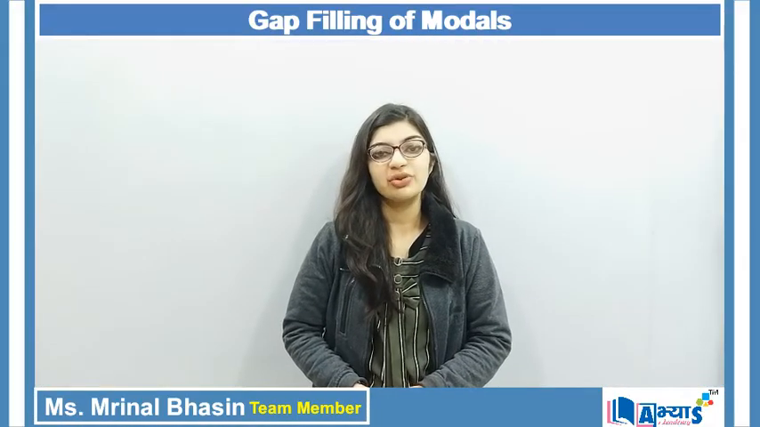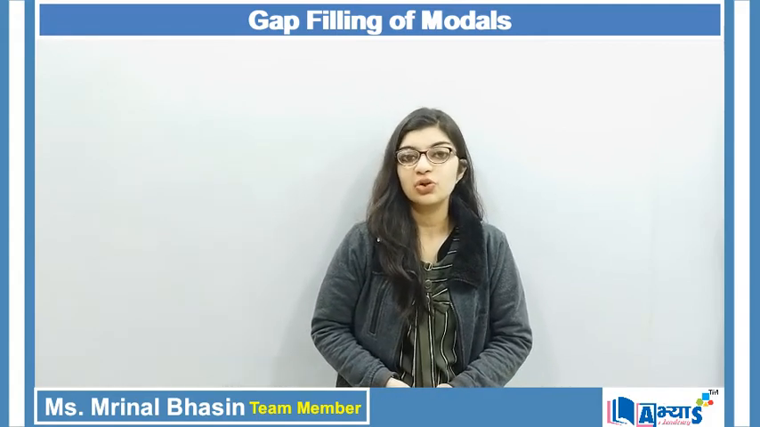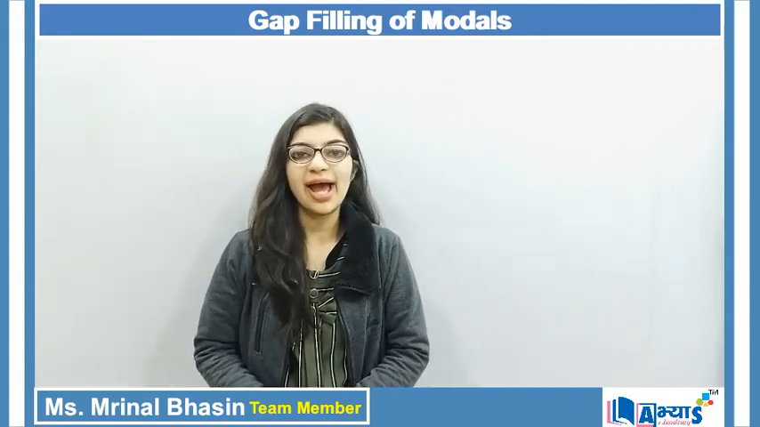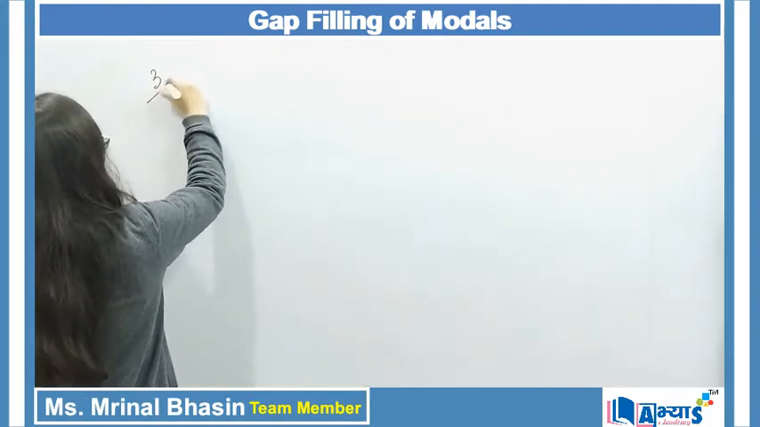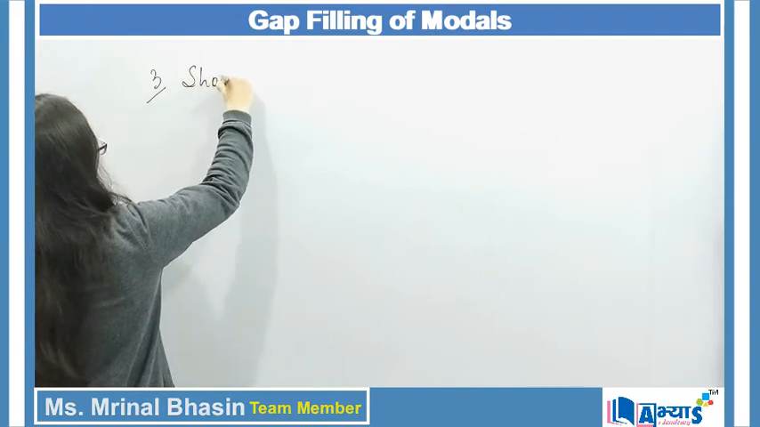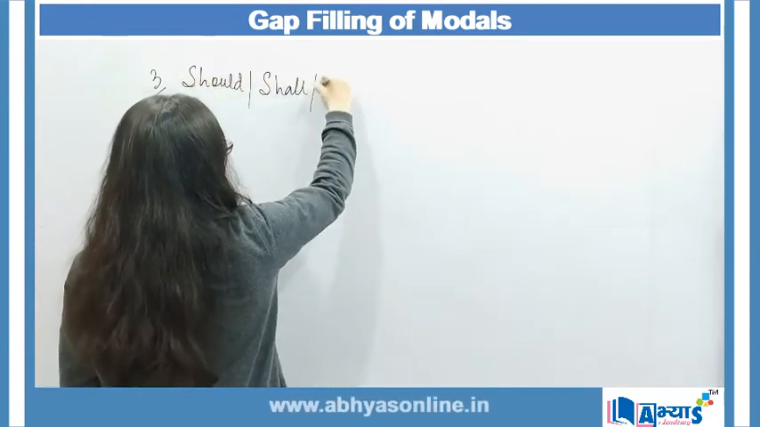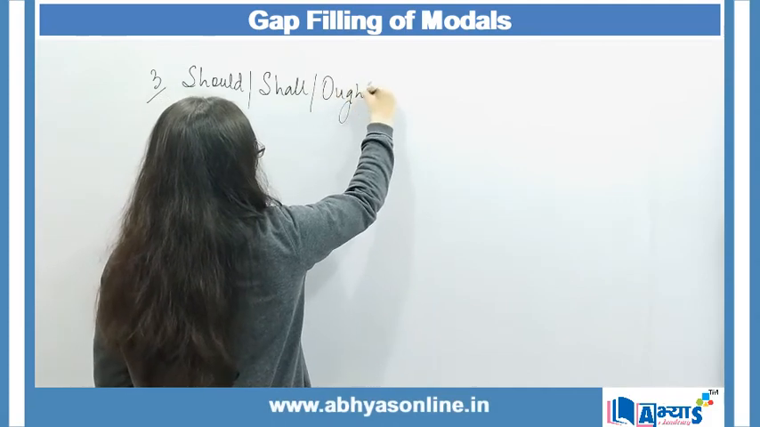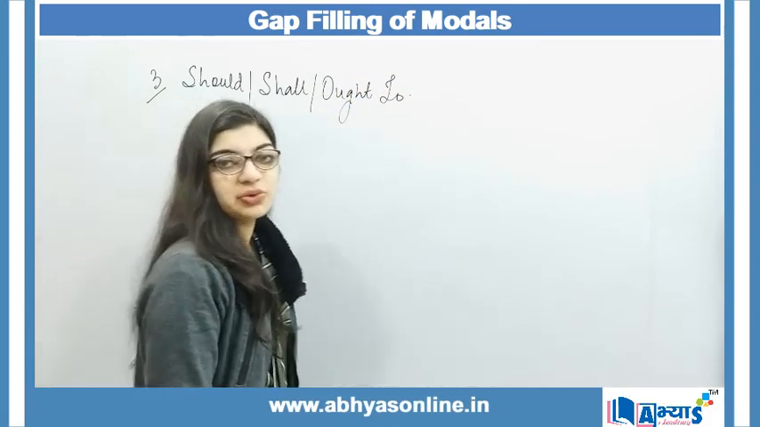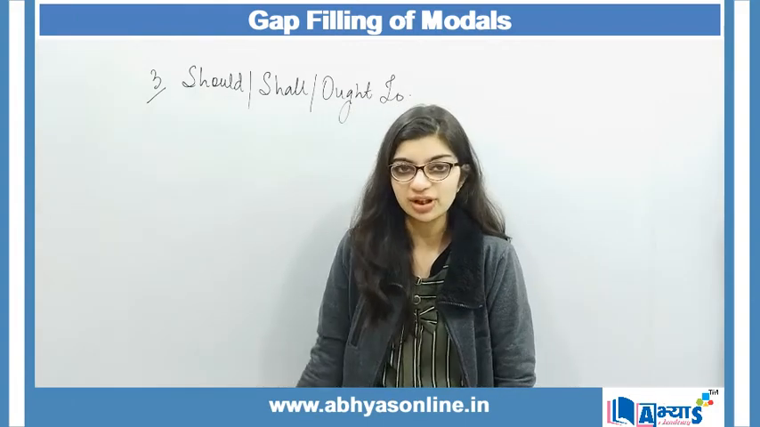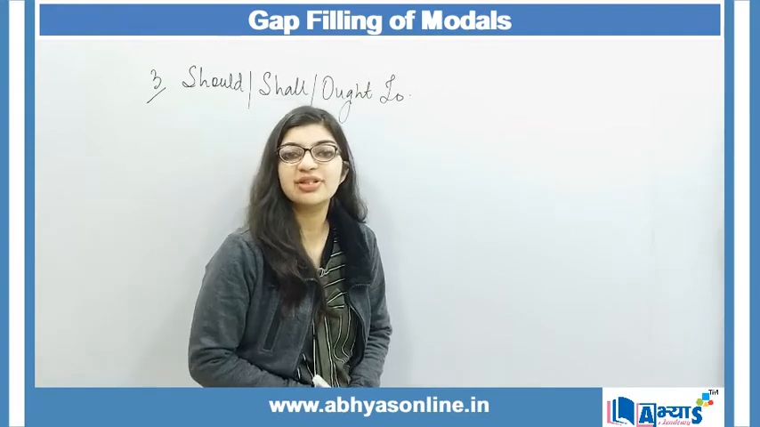Now the next modal that we will be discussing for gap filling is should, ought to and shall. So the third type of modal is should, shall and ought to. Now these type of modals are used when you have to suggest something to someone. So I can say that they can be used for making some kind of suggestions.